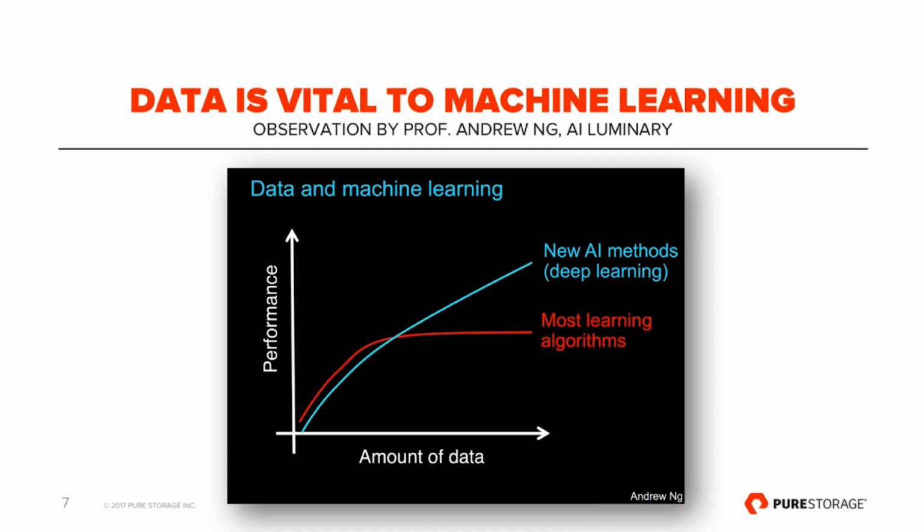What you see here is the x-axis, which is the amount of data, and the y-axis, which is performance. And in this case, performance you could think of as accuracy of the model itself, right? So the red line shows every other machine learning approach. And so as you add more data, as you apply more data to the learning algorithm, it grows in accuracy, but at a certain point, it tails off, it plateaus in its accuracy.